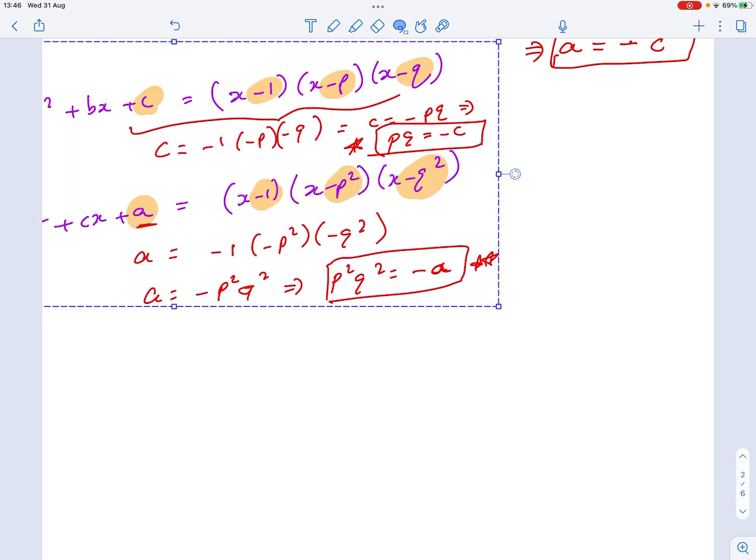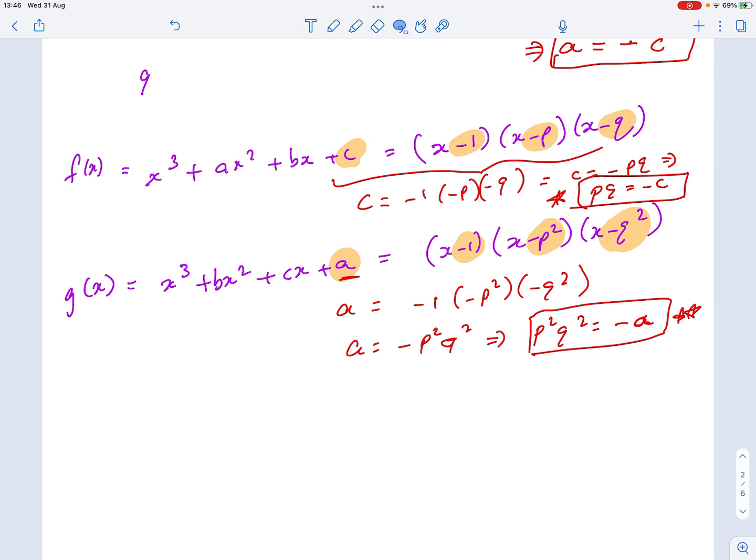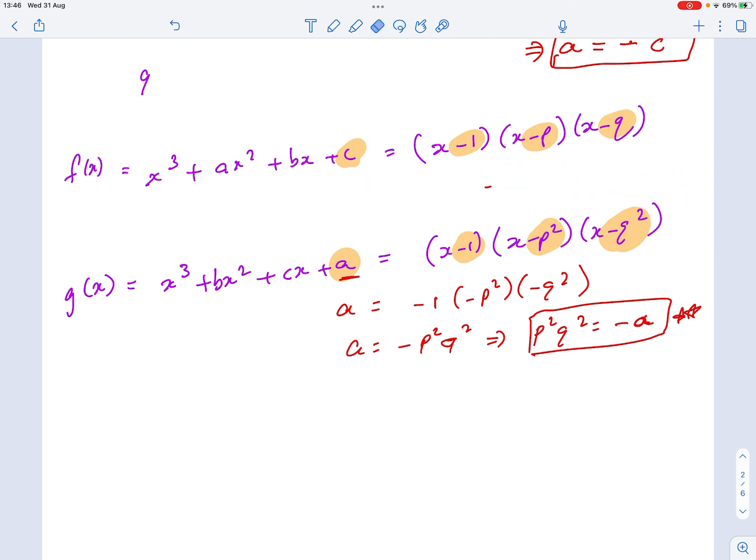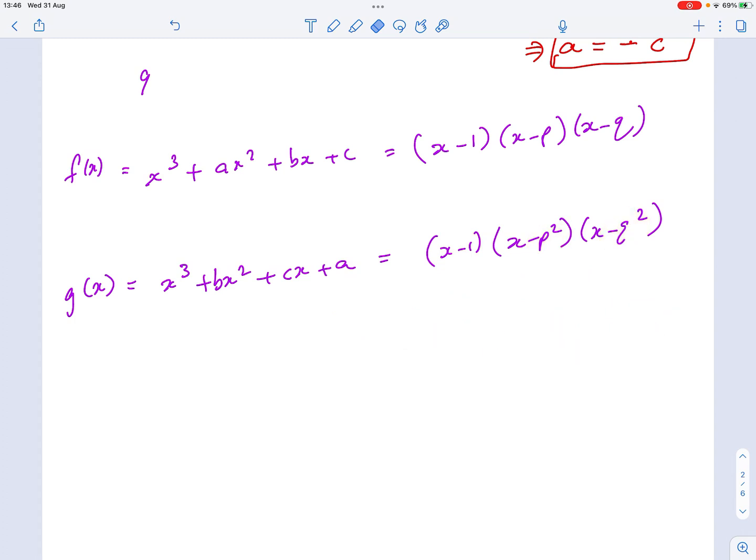Okay, so copy, paste. Right, let's erase what we don't need. Okay, so that's what we had. Okay, let's get rid of that.